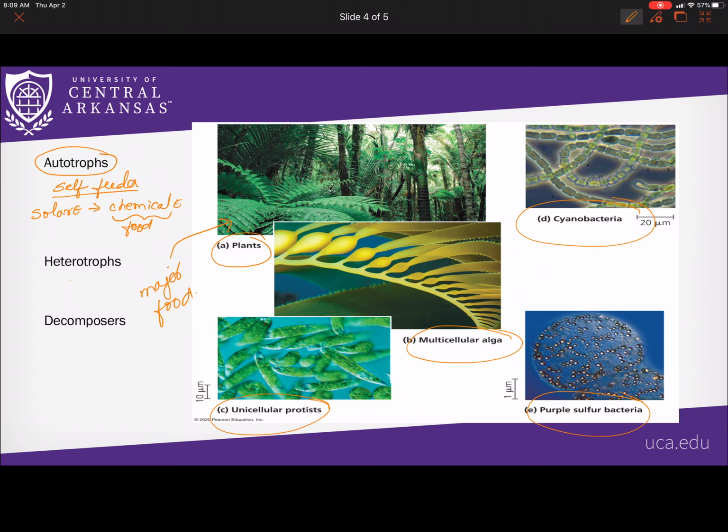Heterotrophs are the other feeders, so they skip this. They don't make the food, but they use the food. So they get the food from organisms which actually make them. Now we have one type of heterotrophs which are called decomposers. These actually digest the food externally and they help in recycling the matter.